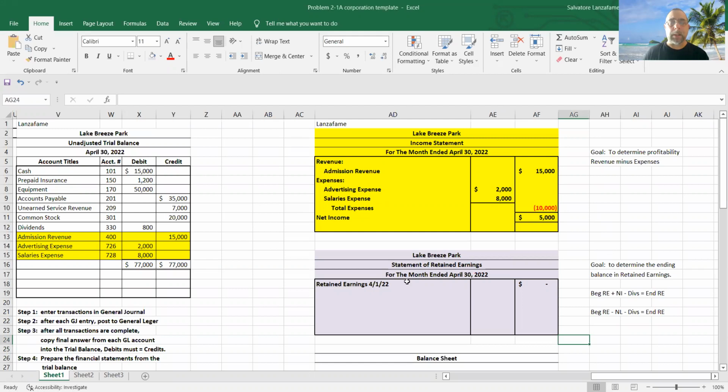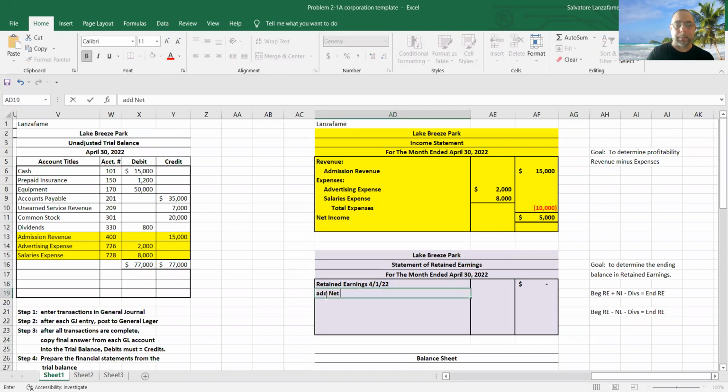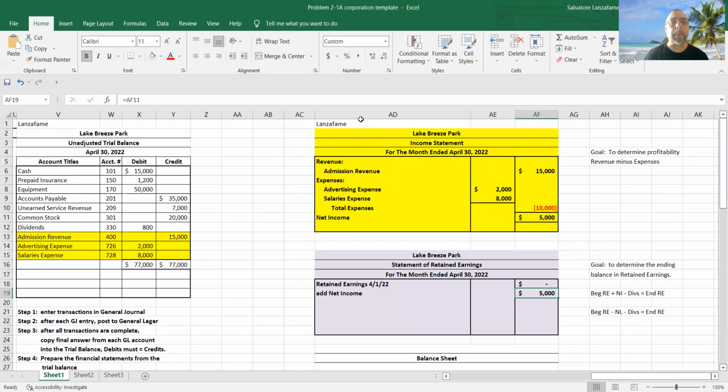Yep. Okay, so if you notice, I started out with 0 beginning balance in retained earnings. I didn't have any retained earnings, right? But now I want to add in my net income. So basically, I'm bringing in the information from my yellow document. You have to do the income statement first, then you do the statement of retained earnings. So let me add that in.